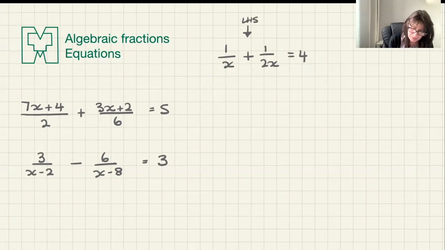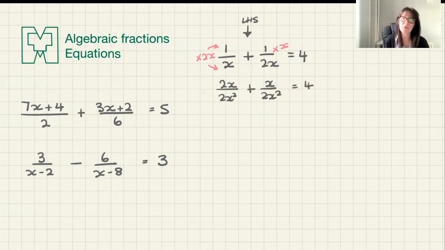So I'm going to be cross multiplying to get the denominators the same. So the 2x will multiply here, the x will multiply here. I'll just pop that on. And just like normal numerical fractions, whatever I do to the top, I do to the bottom. So that is going to happen here as well. So this is going to give me 2x over 2x squared plus x over 2x squared, and it continues to equal 4. I can add along the top now, which will give me 3x, and it's all over 2x squared.